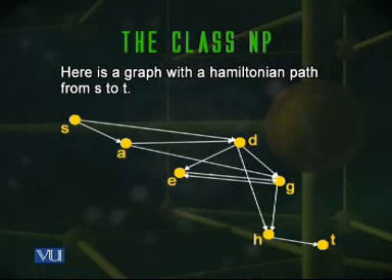So there is a graph and we have labeled the vertices, and there's a vertex labeled S and there's a vertex labeled T. Now this graph has a Hamiltonian path from S to T. If you look at the path which starts as S, goes to A, then goes to D, and then goes to E, then G, then H, and T, this path visits every vertex exactly once, starts at S, and ends at T.